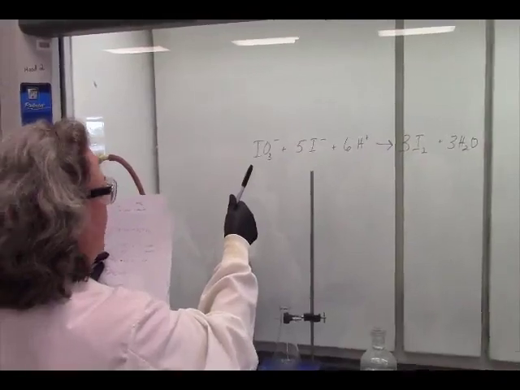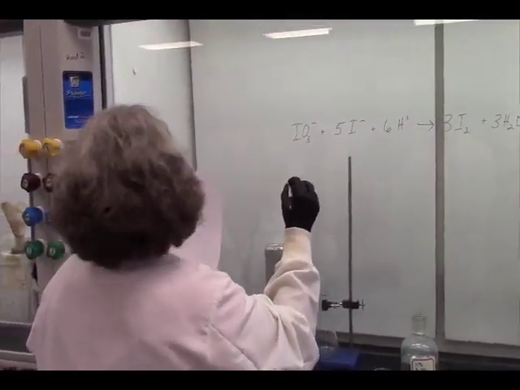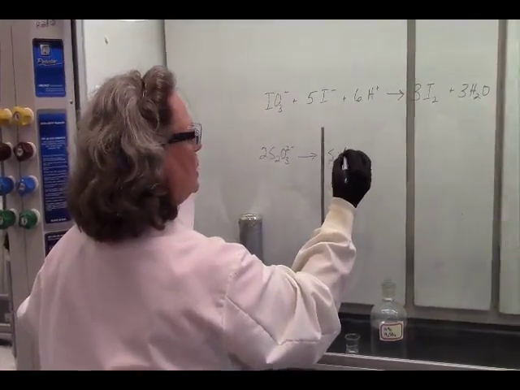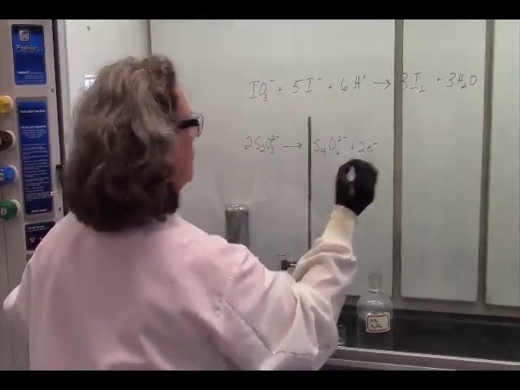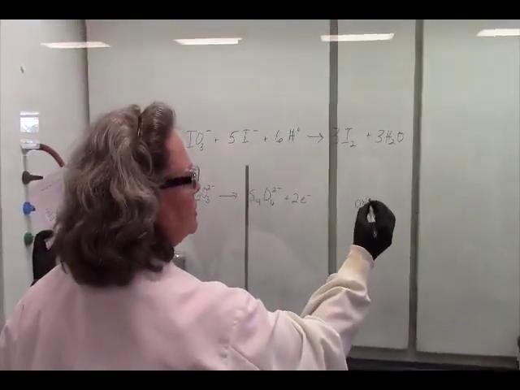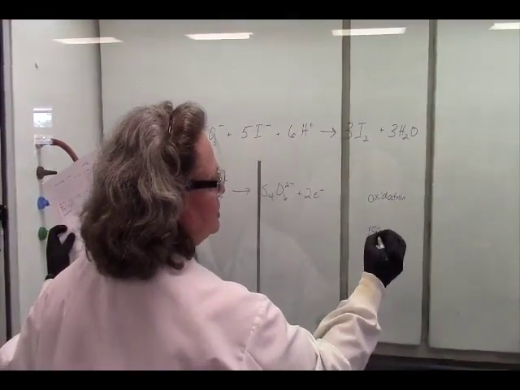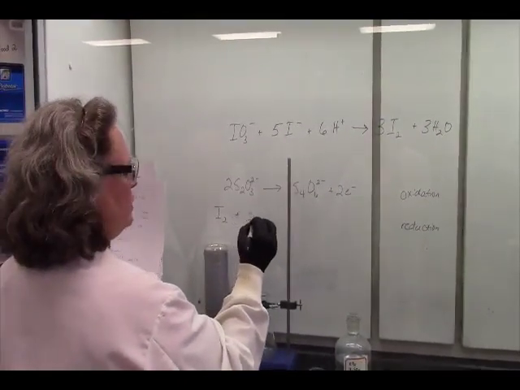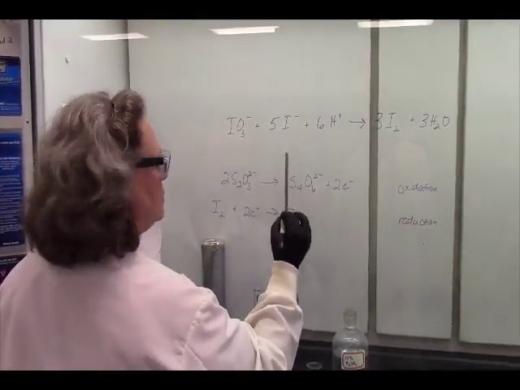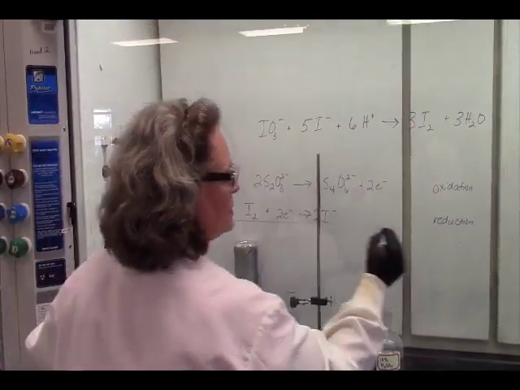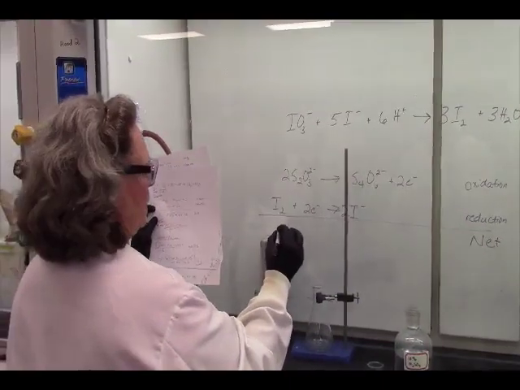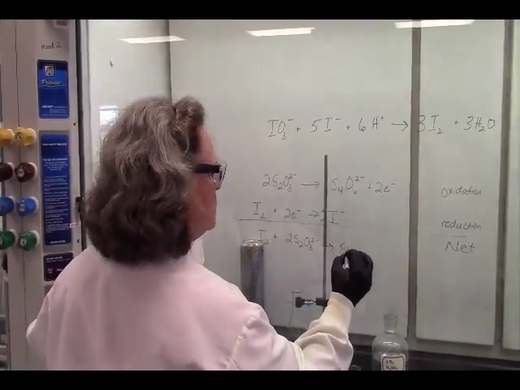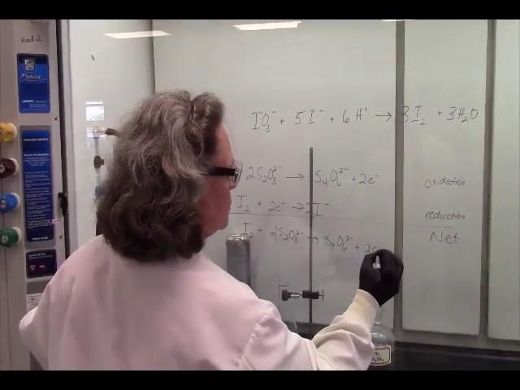So this is what was in our flask, and to this flask, what we put in was our thiosulfate, which goes to, this is our oxidation reaction, and with every oxidation, you have a reduction reaction. So the reduction reaction for this, as we drip in our thiosulfate, is this. Net cell reaction is going to be I2 plus 2 thiosulfate yields this.